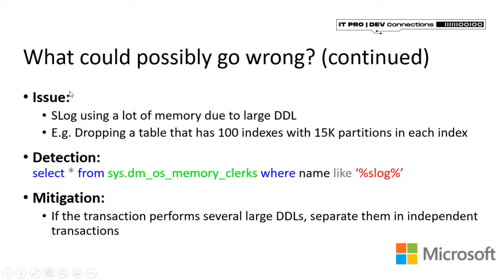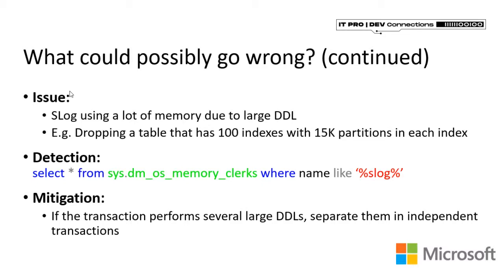Finally, we mentioned that the sLog log stream is in memory. This is tracking a very minimal number of log records, but as an extreme case, if you have a huge DDL transaction, DDL referring to data definition language, schema changes effectively, say a table with hundreds of indexes, 15,000 partitions in each index, this adds up to more than 1 million HoBTs, rowsets and partitions. This will take quite a few resources in terms of sLog to be dropped.